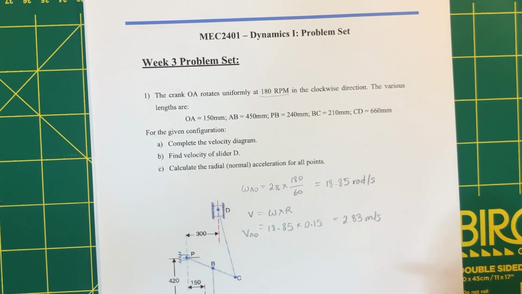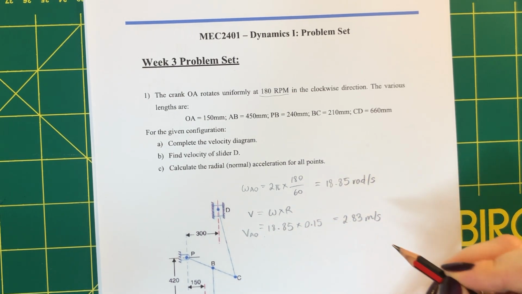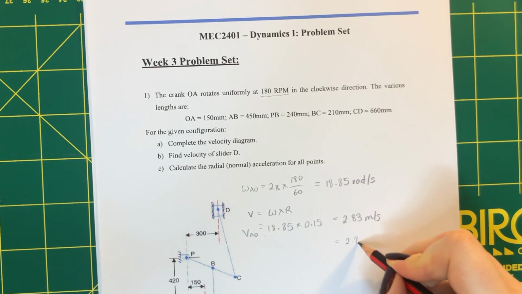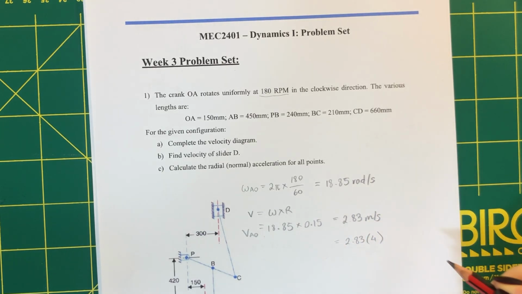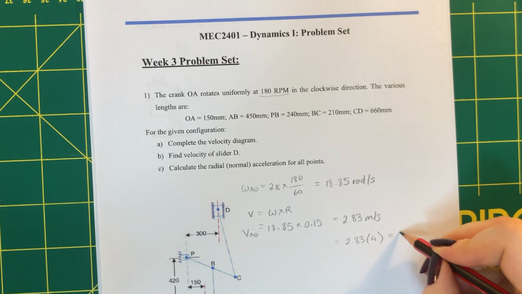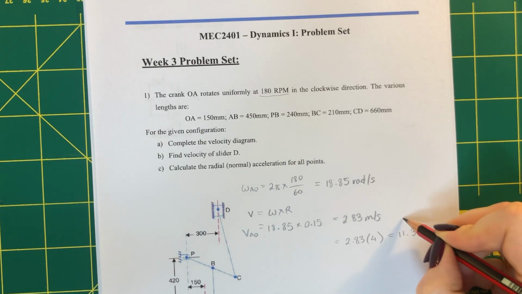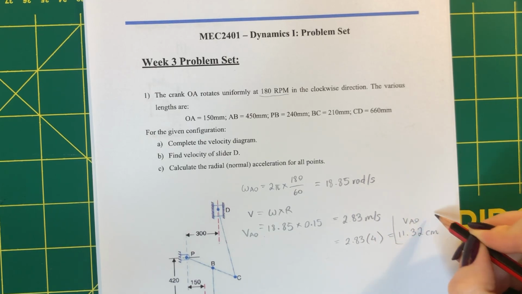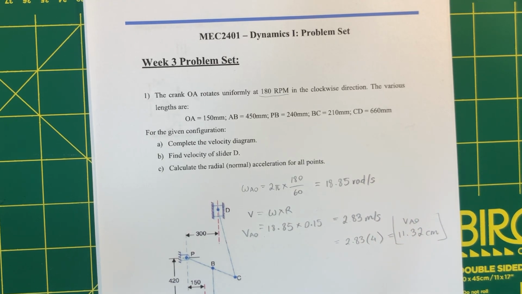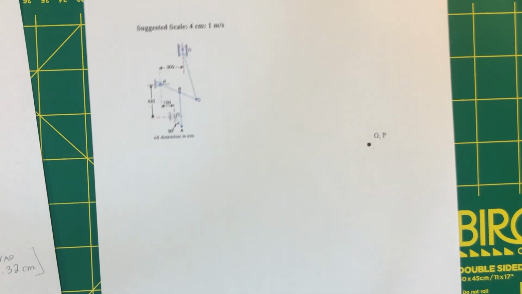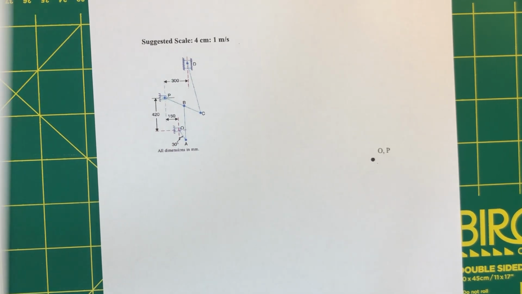Our last step is to apply the scale. Our final distance will be 2.83 times 4, the scale that's always going to be given to you in the question, and that's 11.32 centimeters. So this is the velocity, or the location, of point A. Let's go to our diagram and draw in that line.